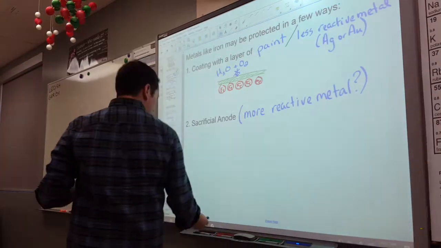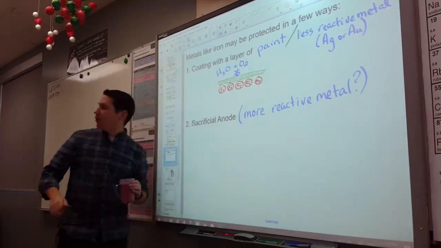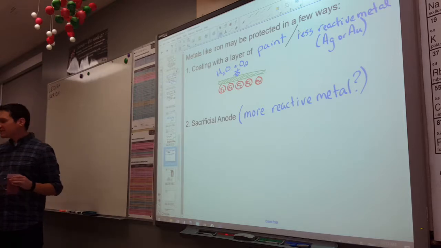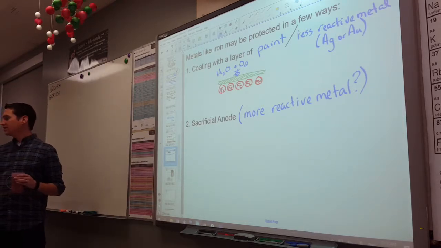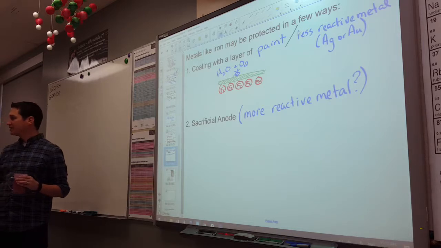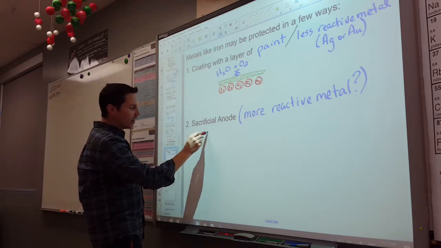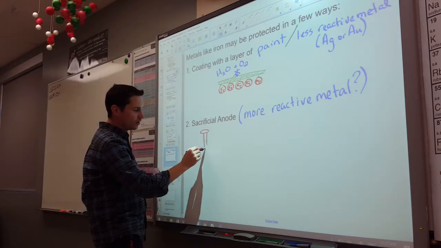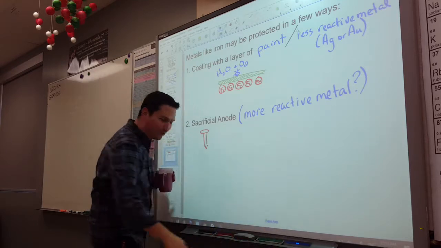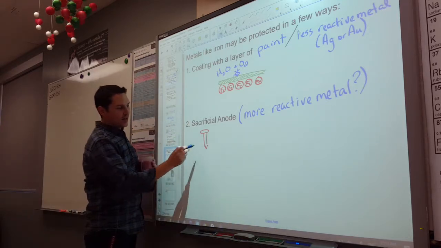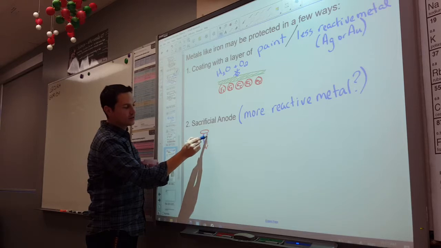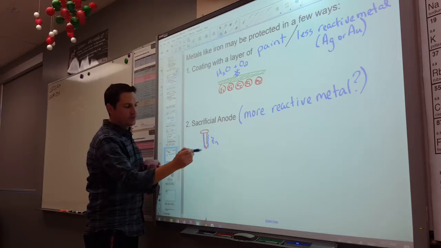So what I want you to think about, Jordy, do you know what, somebody just said it, but do you know what the process of galvanizing is? You cover iron, you just cover it in a layer of, does anybody know what metal? Zinc. You cover it in zinc. So let's think about this. You've got your iron nail. That's a terrible nail. And we cover it in a protective layer of zinc.